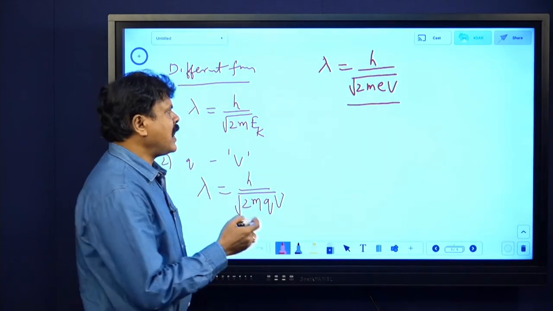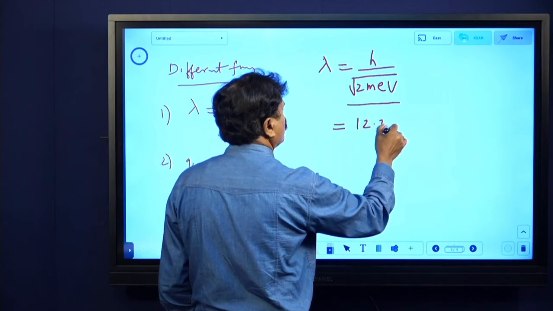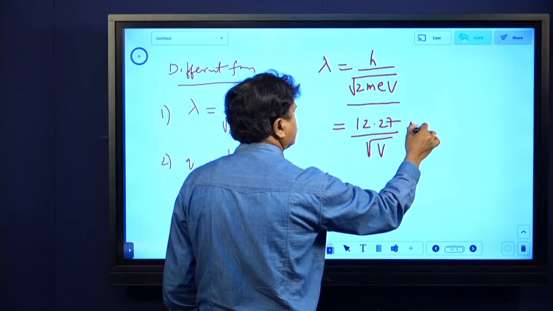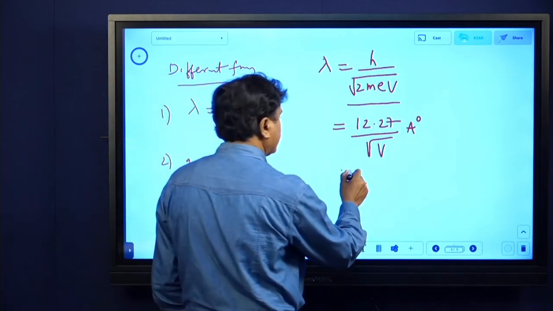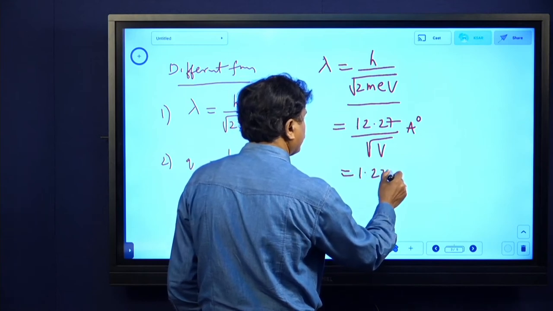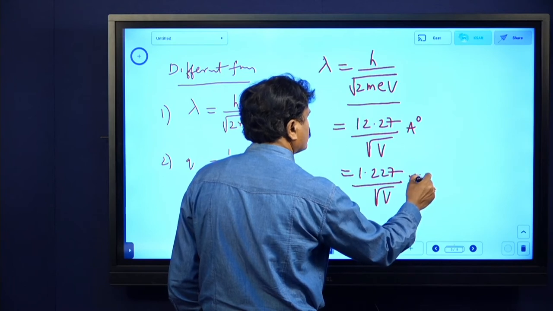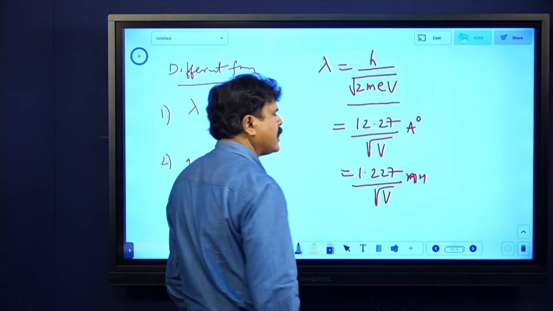This value, if you find out, will come out to be 12.27 divided by root V angstroms. Angstroms means 10 power minus 10 meter. Or even sometimes we'll be writing it as 1.227 divided by root V nanometer. Everything is one and the same. This is nanometer.